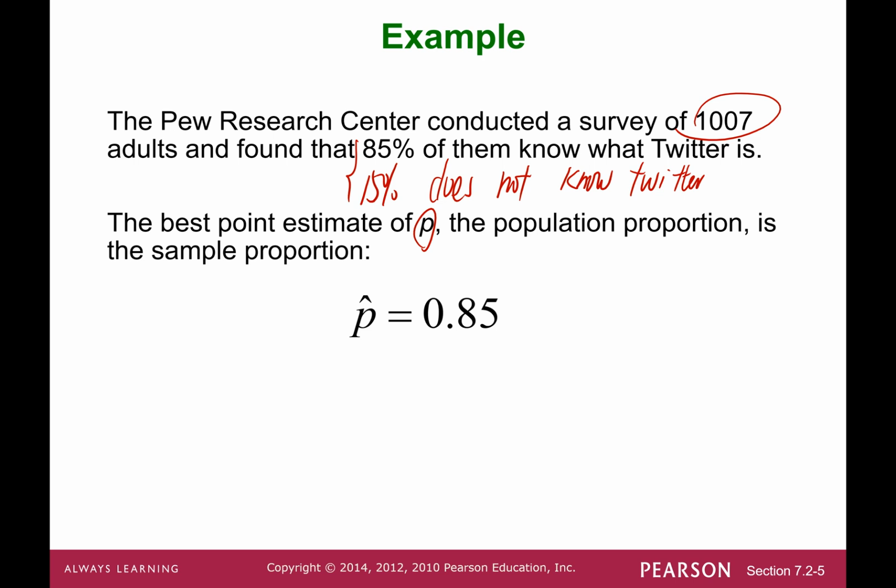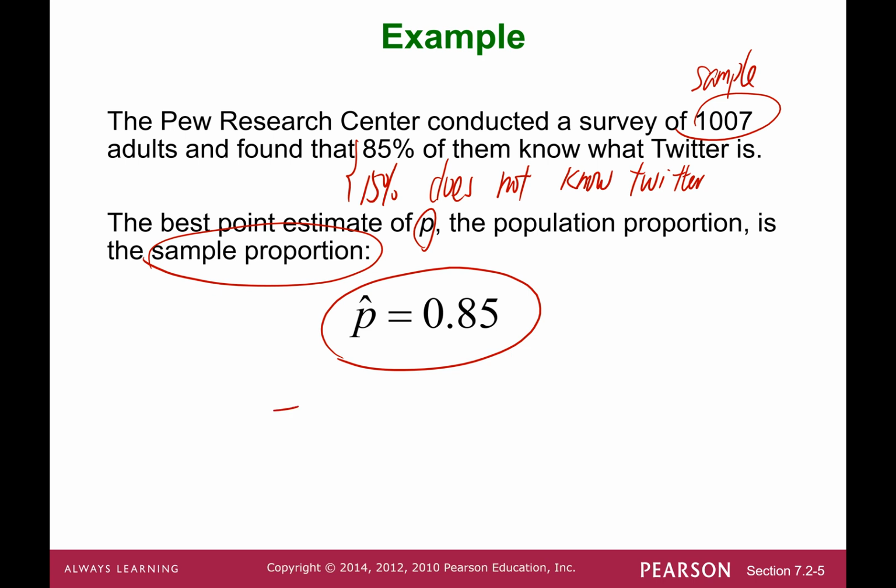In this case, the survey is a sample of 1,007. So we have the sample proportion here. 85% is what we call the sample proportion, and the sample proportion is the best point estimate of the population proportion. That's why we can say that P must be around 0.85, meaning if you generalize to the entire population, 85% of the adults in the US will know Twitter.